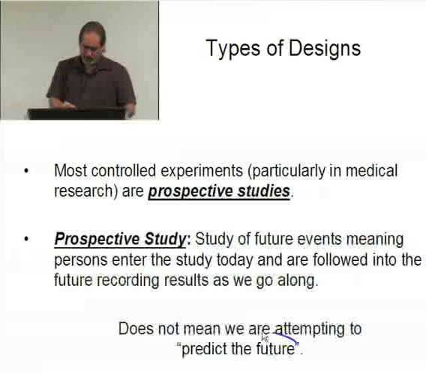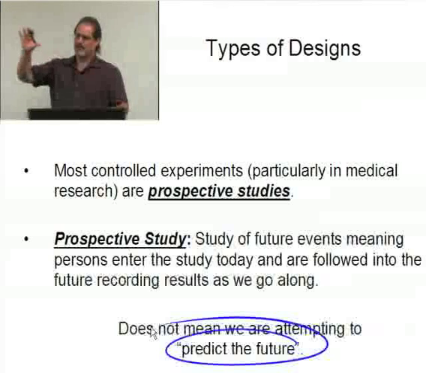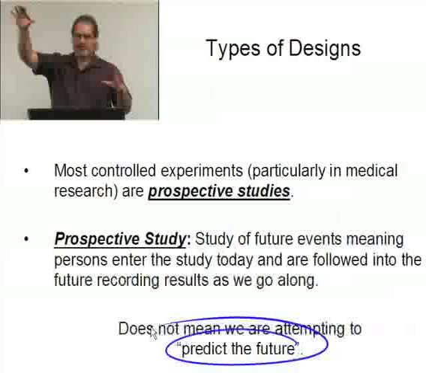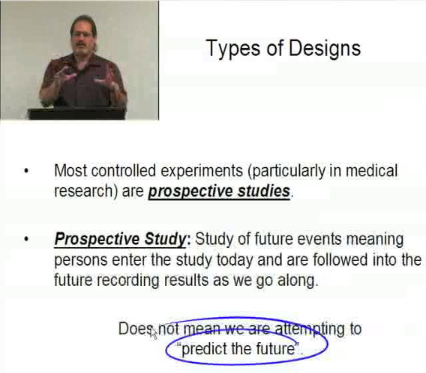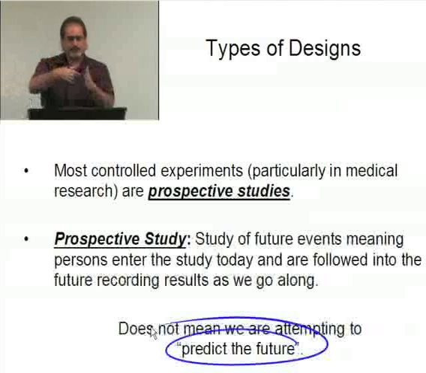We don't mean that we're trying to predict the future. It's a very common mistake that students tend to make in trying to describe what prospective studies are. Prospective studies are not trying to use a crystal ball effect to figure out what's going to happen off in the future. Prospective studies start now, and then we go into the future. As time goes on, we collect data as time goes on. That's the prospective end of it.